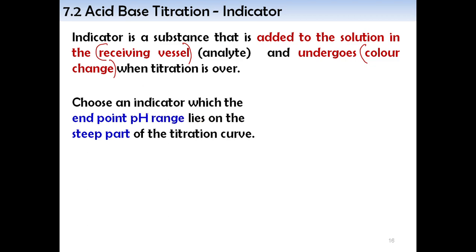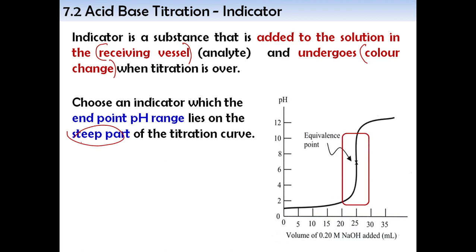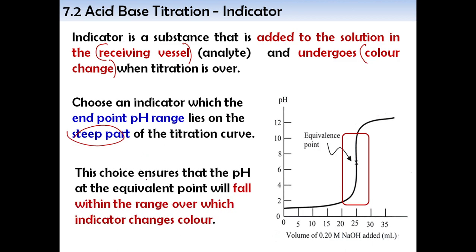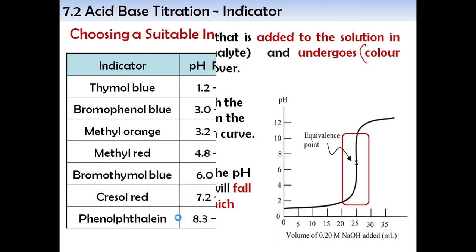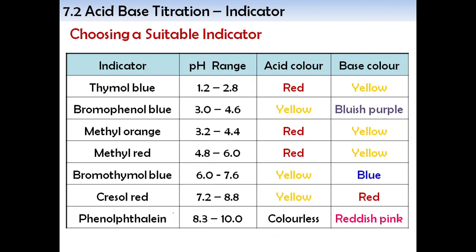So you have to choose indicator which the end point pH range lies on the steep part of the titration curve. Kat mana steep part ni? Kalau awak tengok dekat situ, that's the steep part. Jadinya, this choice ensures that the pH at the equivalent point will fall within the range over which indicator changes color. Jadinya, ini adalah an indicator. Banyaklah indicator ni, but you don't have to remember all of this indicator.